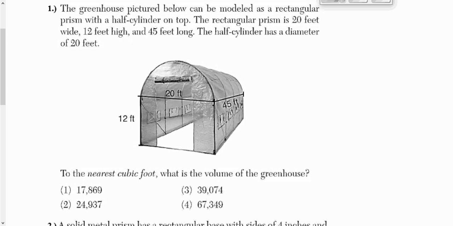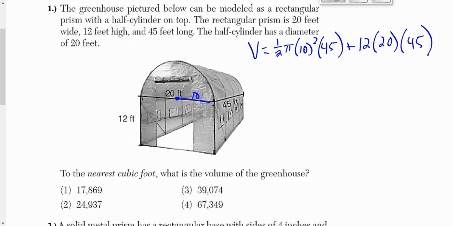Anybody get choice one? Here's choice one. Don't be scared, right? So, volume. We need the radius of that half cylinder, which is 10, right? Okay, and then I think we're good to go. So 1/2 pi times 10 squared times the height of 45? That's a big tent. Plus the rectangular prism, 12 times 20 times 45, right?